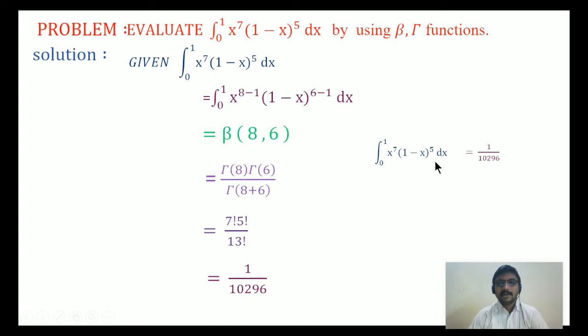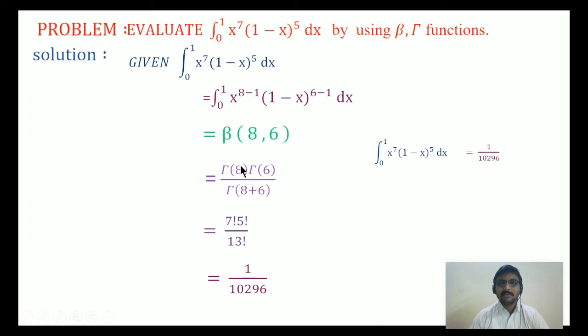So simply we can get the required definite integral value, that is the improper definite integral value. Clearly, the given integral is compared with the integral from 0 to 1 of x to the power m minus 1 times (1 minus x) to the power n minus 1 dx. By the definition of the beta function, it is beta of m, n, where m is 8 and n is 6.